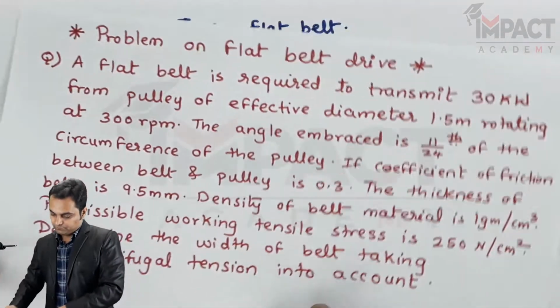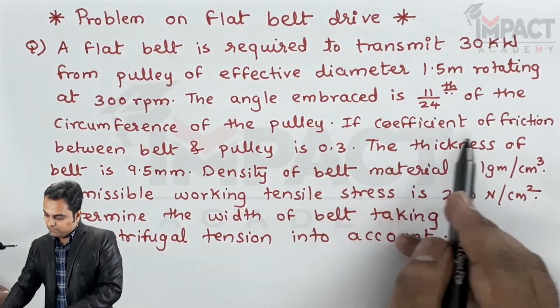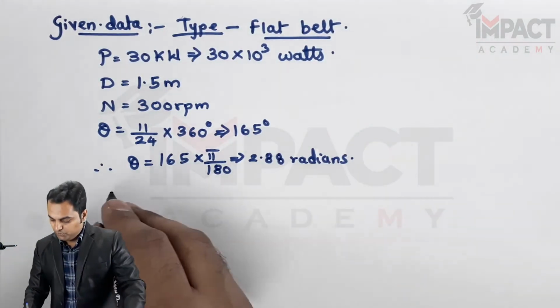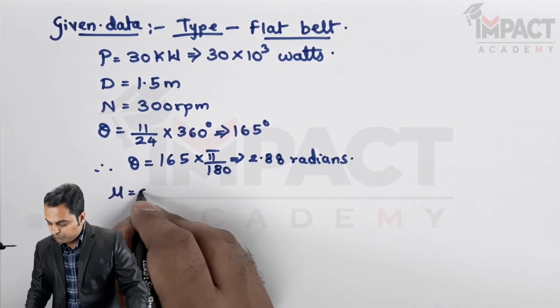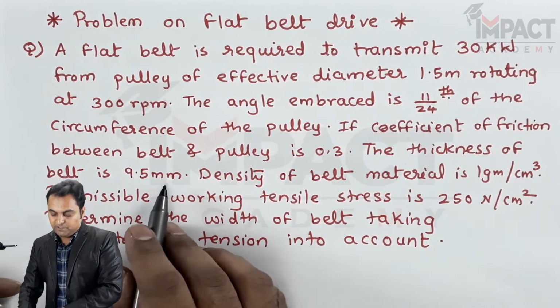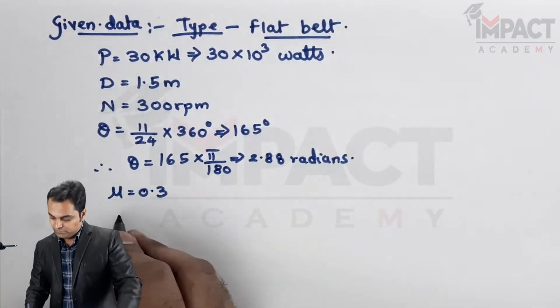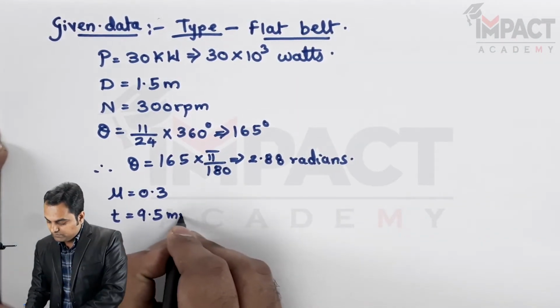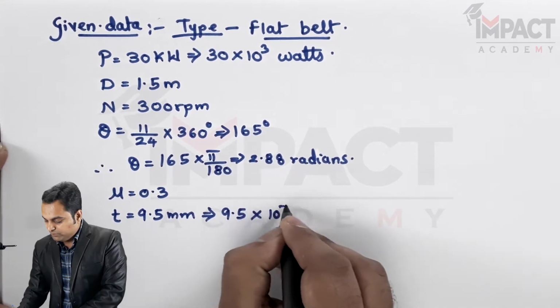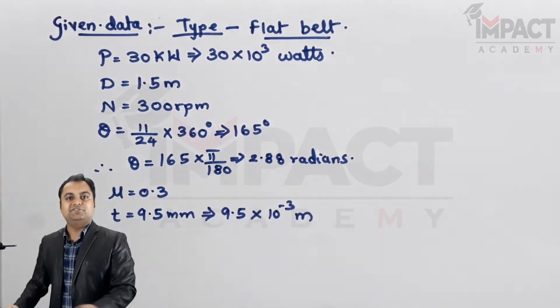Next, the coefficient of friction between belt and pulley is 0.3, so mu is 0.3. The thickness of the belt is 9.5 mm. I'll convert it: it will be 9.5 into 10 raised to minus 3 meters.